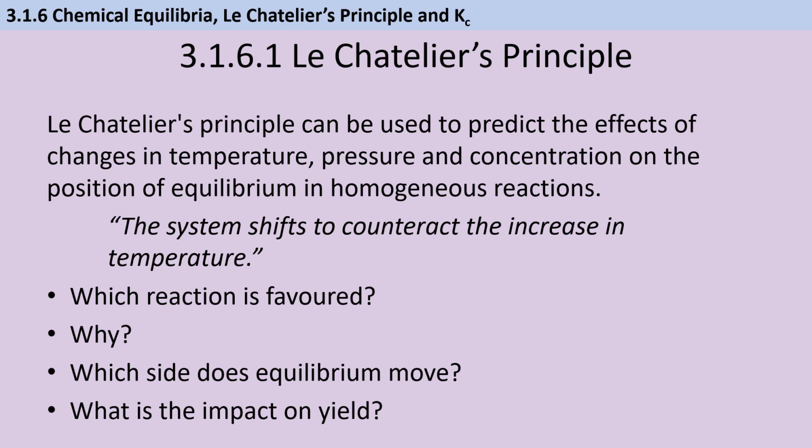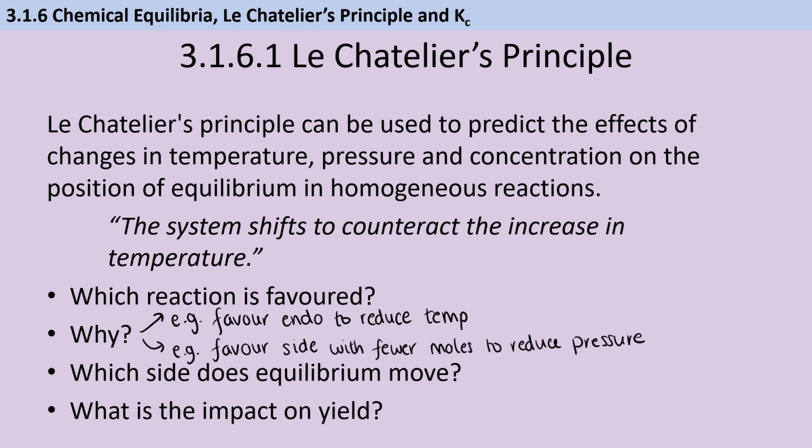So for instance, saying the system shifts to counteract the increase in temperature. Next in your answer, you want to include which reaction, forward or reverse, is being favoured and why that's the case. So for instance, we might favour the endothermic reaction because we're trying to reduce the temperature after a temperature increase, or we might favour the side which has fewer molecules on because we're trying to reduce the pressure after it's been increased. Finally, you need to make sure that you're talking about which side the equilibrium moves to. So if you're favouring the forward reaction, it's moving right. If you're favouring the reverse reaction, it's moving left, and what the impact on the yield will be as a result.